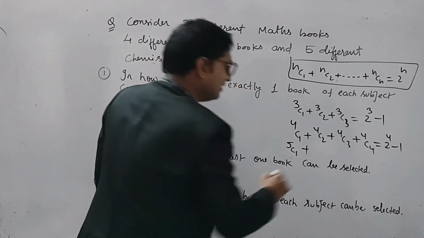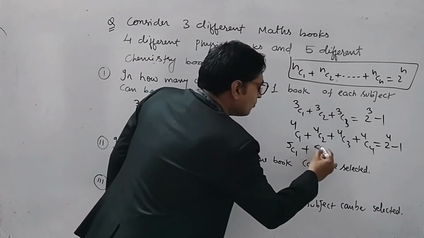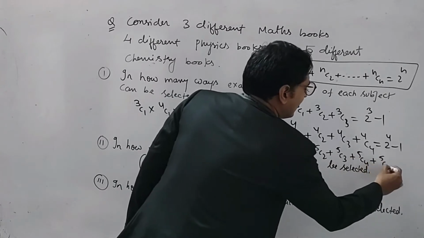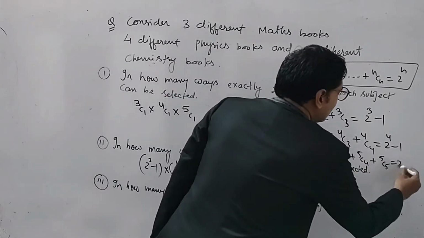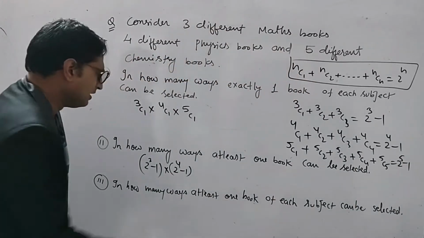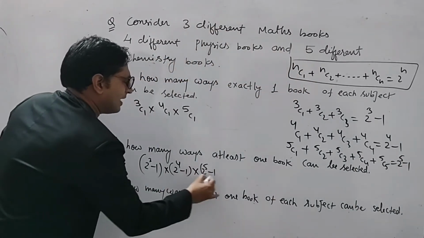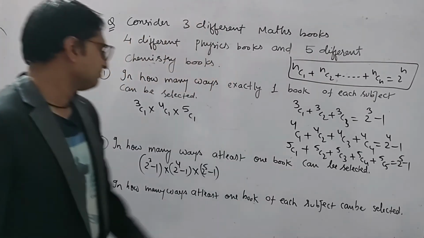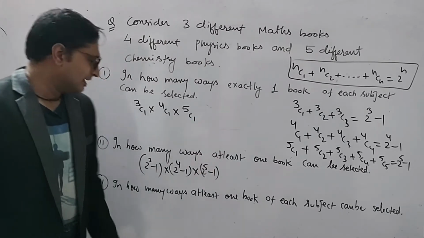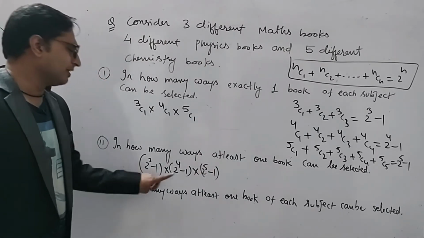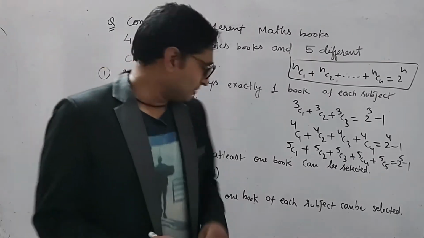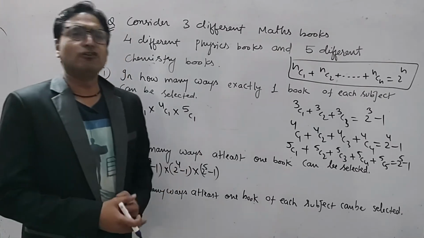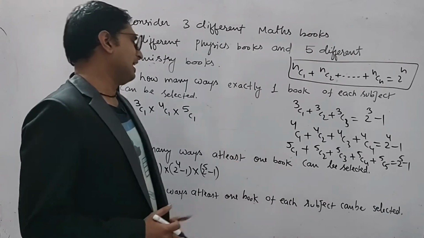5C1, you will select 1, or 2, 5C2, 5C3, 5C4, 5C5. So here it will be 2 to the power 5 minus 1. So total number of ways will be 2 to the power 5 minus 1. So the total number of ways through which one can select at least one book of each subject will be 2 to the power 3 minus 1 into 2 to the power 4 minus 1 into 2 to the power 5 minus 1. This we have done using the binomial theorem concept.